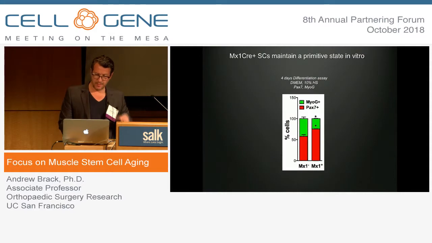But Anna Rita, my postdoc, did a lot more extensive analysis and put these cells in culture, using markers which can distinguish a more primitive versus a more differentiated fate, that being PAX7 and myogenin. Anna Rita observed that the MX1 cells divide in culture but maintain a more primitive state. The more numerous counterparts tend to differentiate. And again, if you want a cell that could be used for transplantation, you want to maintain that self-renewal in that primitive state for a longer period of time.